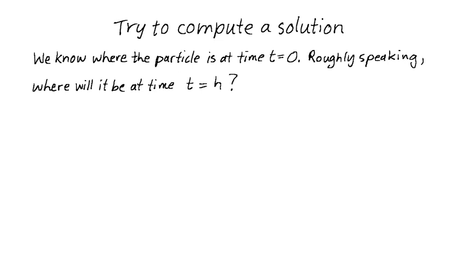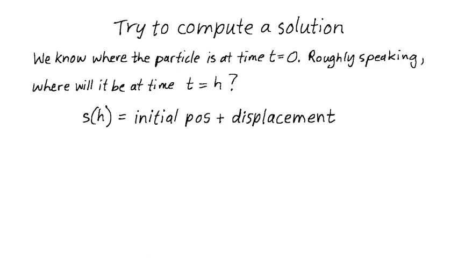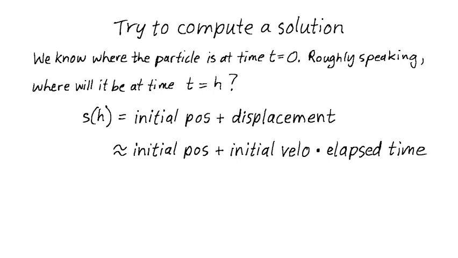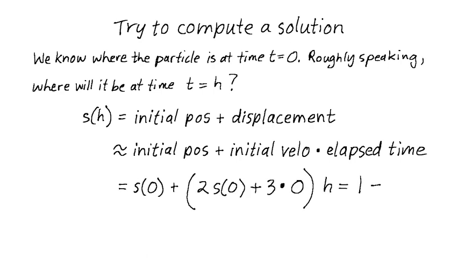Well, the position of the particle at time h is s of h, and this in turn is equal to its initial position plus the displacement that occurs between time t is equal to 0 and time t is equal to h. We can approximate that displacement by multiplying the particle's known initial velocity by the elapsed time. Doing so gives us an approximate location equal to 1 plus 2 times h units from the origin. In other words, 2h units to the right of where it began.